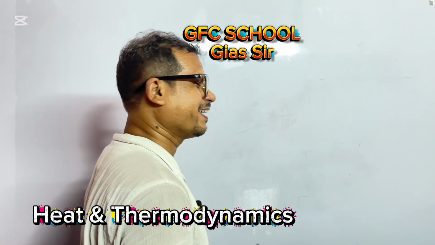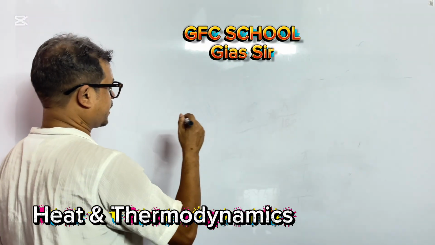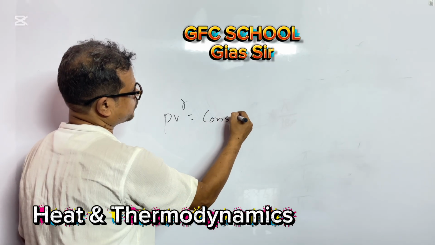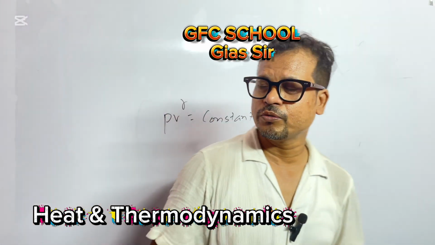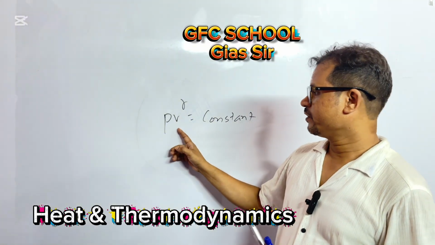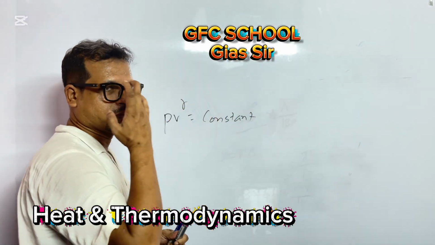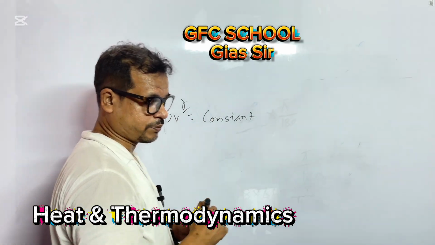Guys, today what will I discuss? Today I'll discuss the adiabatic process, okay? PV to the power gamma equal to constant. We have to prove this. How can we prove this? Because P here is pressure, V here is volume, and this is the ratio, okay? And this is gamma, and we have to prove this, guys.